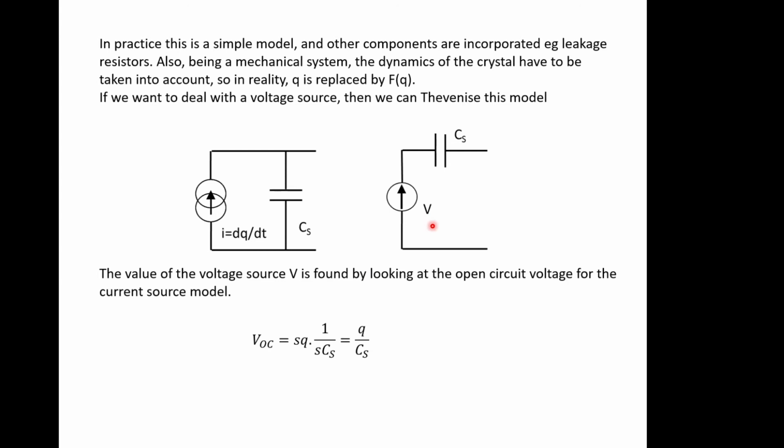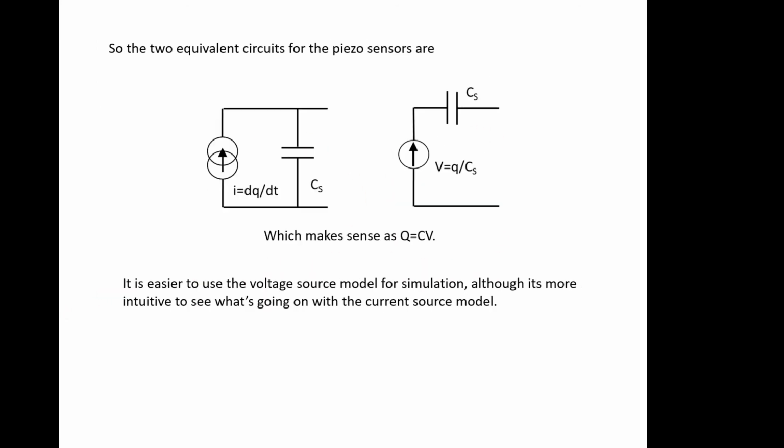And that tells you what V will be. If you look at the open circuit voltage, you can see that VOC is going to equal sQ over 1 over sCs, which is going to be Q over Cs. So if we make the voltage source equal to Q over Cs and keep Cs the same, these are the equivalent of each other when it comes to modelling. Right, so they're equivalent, those two, as long as we keep our definitions the same. We've just applied Thevenin's transformation, and we end up with two models that we can now use in simulators.